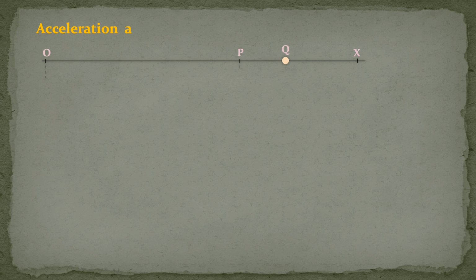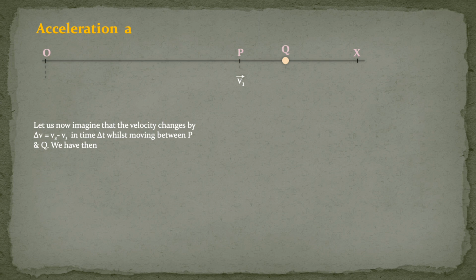Finally, we come to the acceleration a. Again, our particle is moving along the line OX, and we are interested in a small section of its motion between P and Q, as before. This time, however, the particle is not moving with a uniform velocity, it is accelerating. So we're going to imagine that it has a particular velocity v1 whilst at point P, but that it's speeding up, and by the time it gets to point Q, its velocity is increased to v2.